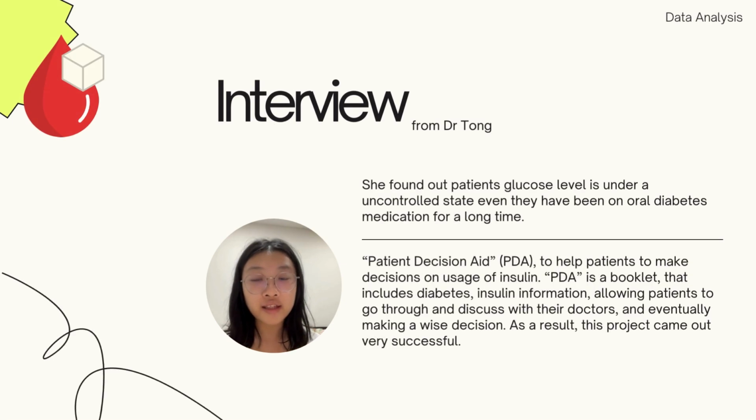And here is a data analysis of the interview with Dr. Tong. She found out that patients' glucose levels were in an uncontrolled state even though they had been on oral diabetes medication for a long time. So she came up with the idea of a patient decision aid (PDA) to help patients make wise decisions on the usage of insulin. The PDA is a form of booklet that includes diabetes and insulin information, allowing patients to go through it and discuss with their doctors and eventually make a wise decision. As a result, this project turned out very successful.